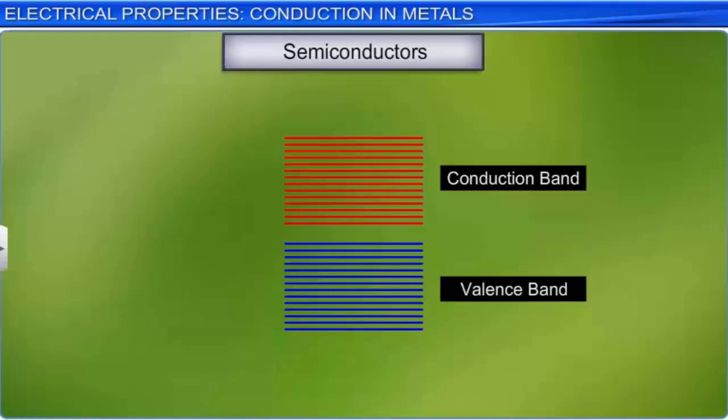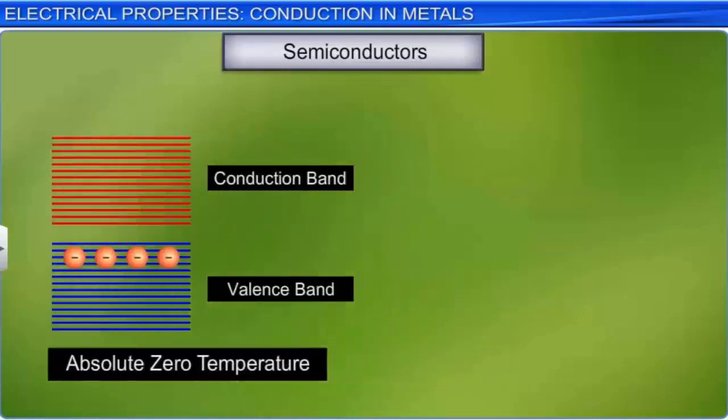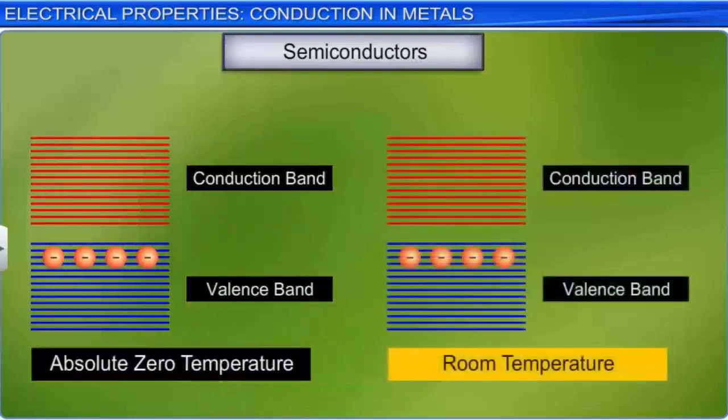At absolute zero, semiconductors are perfect insulators. But at room temperature, there is enough thermal energy to allow the occasional electron to jump. And this gives the semiconductor limited conductivity.